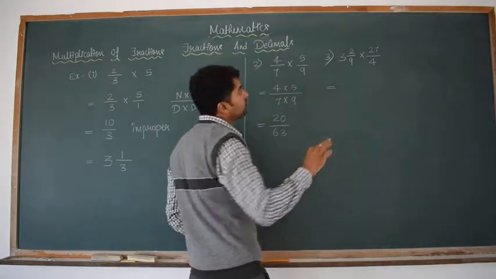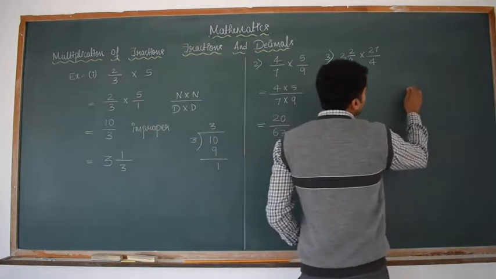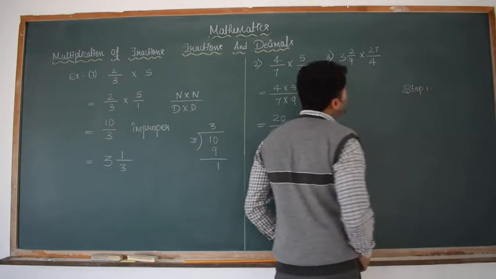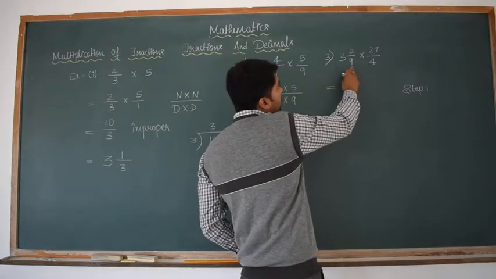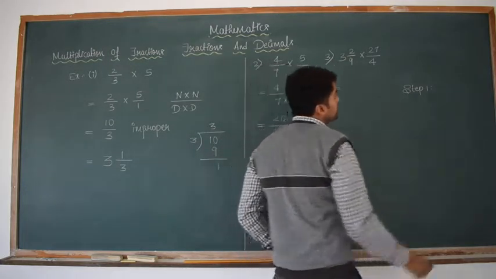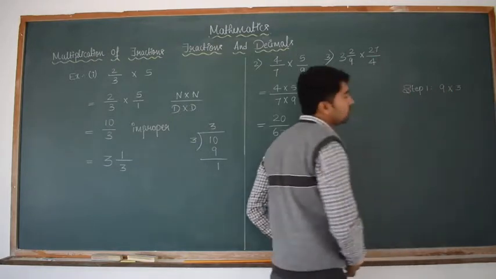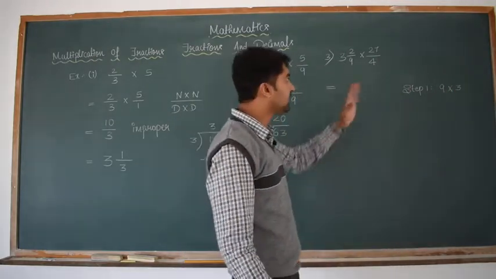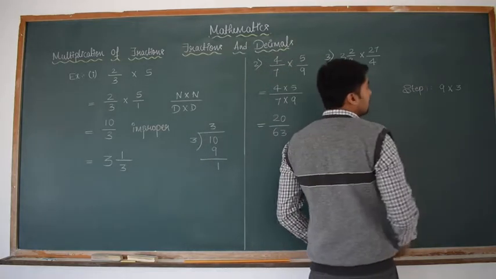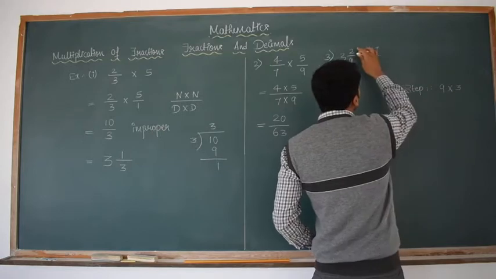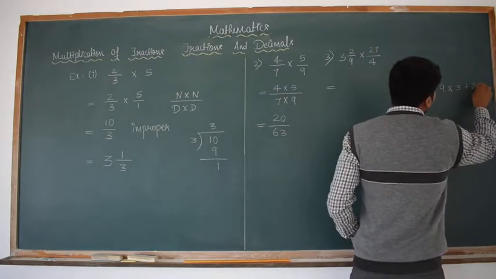So how to do this one? Check out clearly. I will tell the steps. Step 1, multiply the denominator and the whole number part, that is 9 into 3. Or else in a single step we shall keep it, that is 9 into 3 plus numerator.